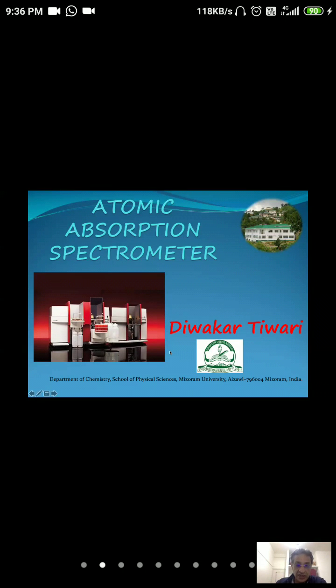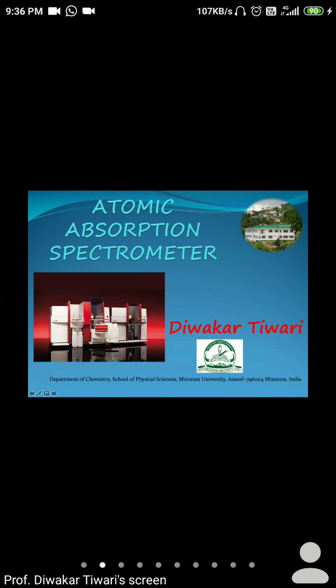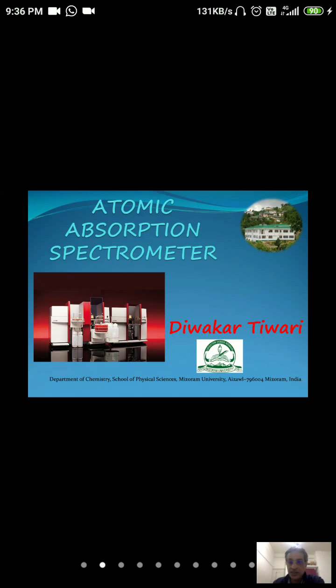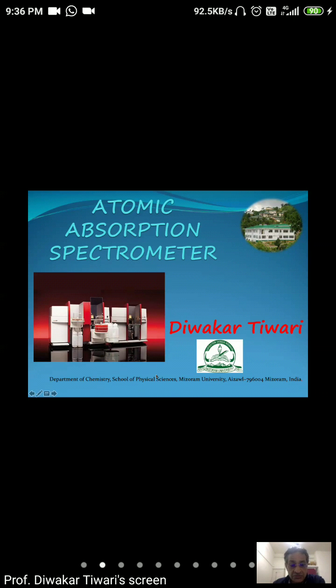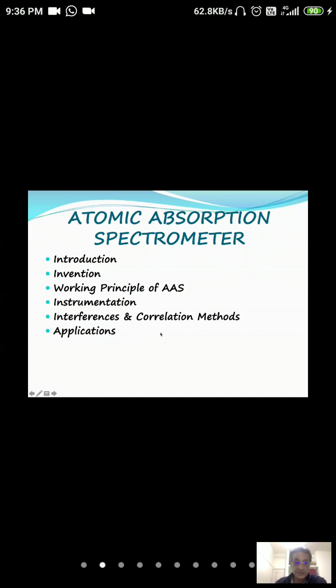Spectrometer. These are the instrumentation you try to come across in our department. We also have the AAS in the department. Here, these are the, I can't say this very properly. I'll show you later.